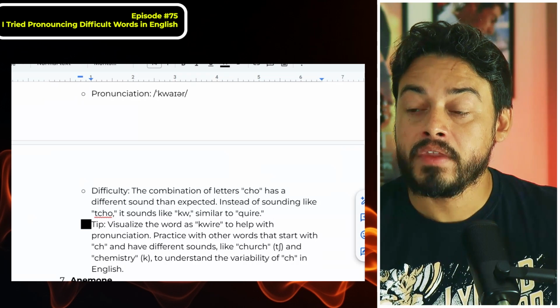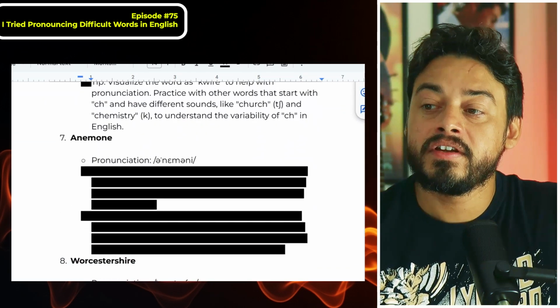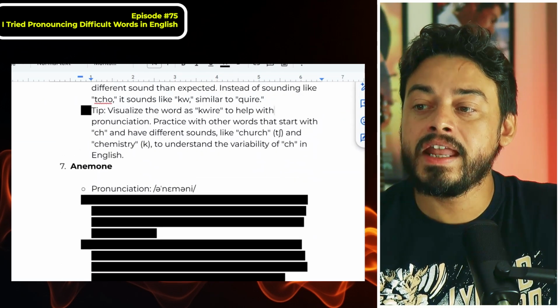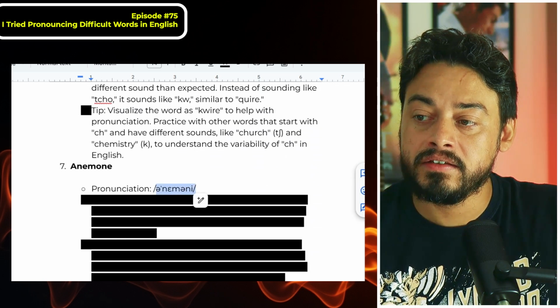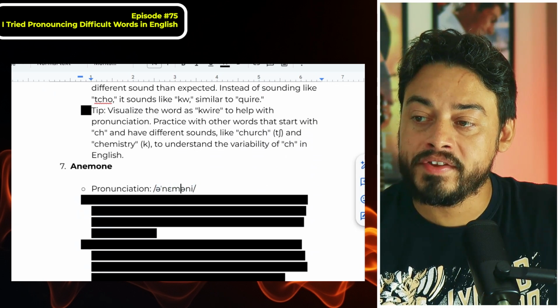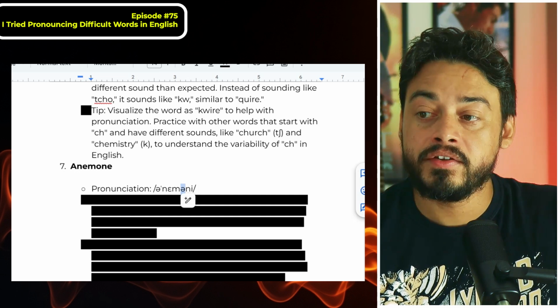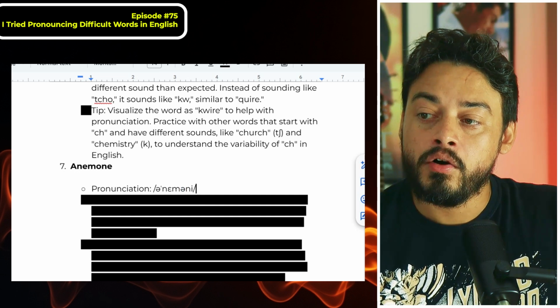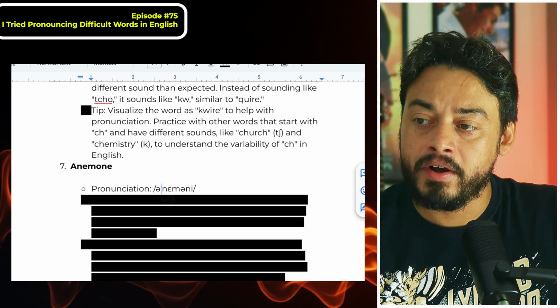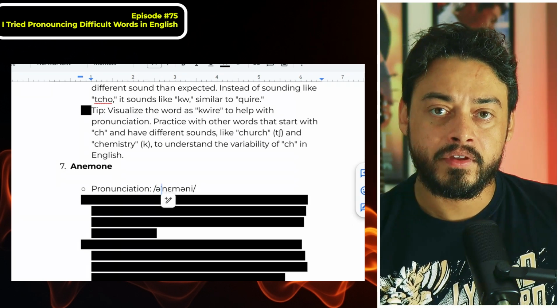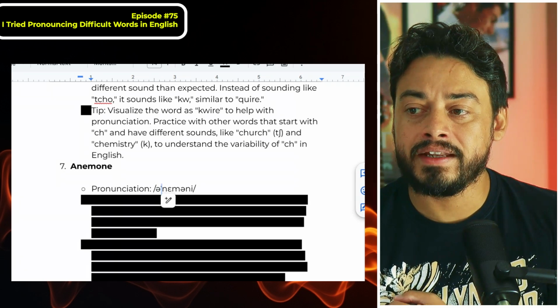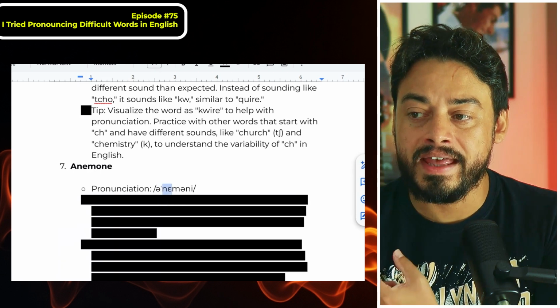All right. The next word we have is anemone. As you can see here, we have a schwa sound at the beginning, and another schwa sound here after the m. So, anemone. Also, notice that I have this little apostrophe here before the syllable ne.